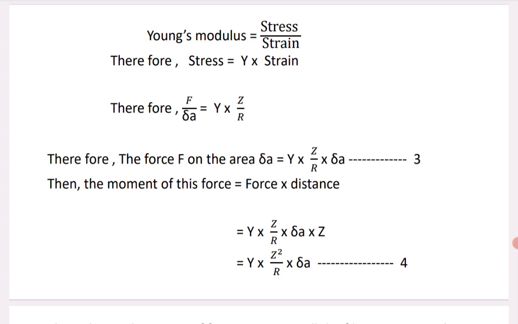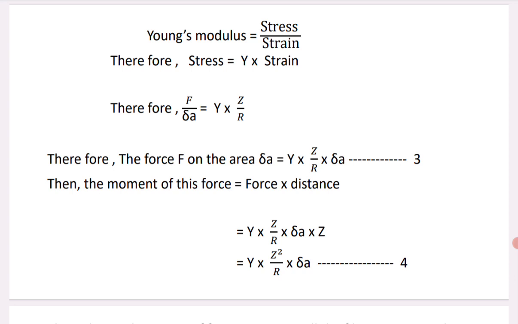Then further, this can be written as stress is equal to Y into strain. That means stress is equal to Young's modulus times strain. By the basic definition, we know that stress is nothing but force per unit area, then F by delta A is equal to Y into Z by R, where F by delta A gives stress and Z by R gives strain.